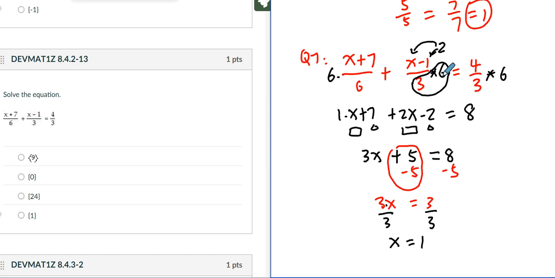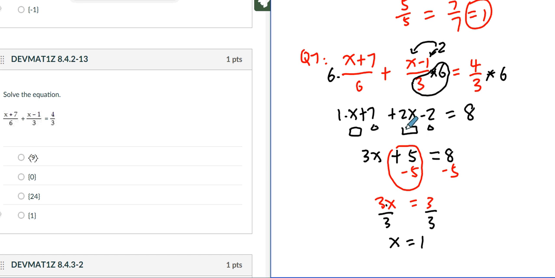And then the second one is 6 divided by 3. We'll have a 2 left. 2 times x and 2 times negative 1. So we have a 2x minus 2. Right-hand side of the equation, 6 divided by 3 is 2, and times 4, we have 8.